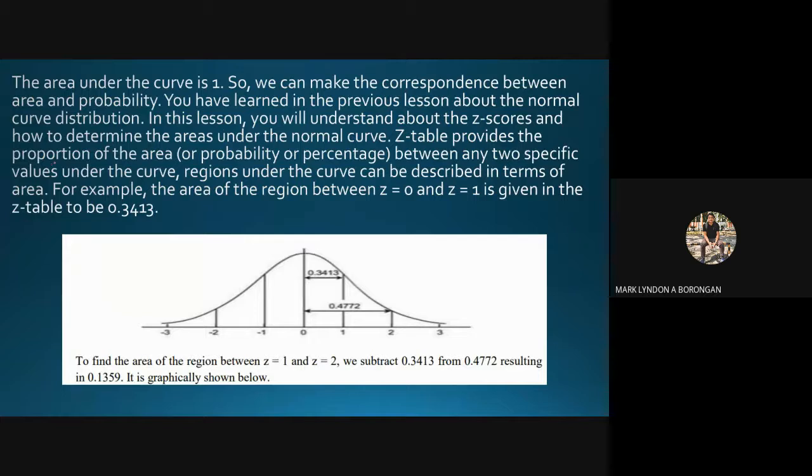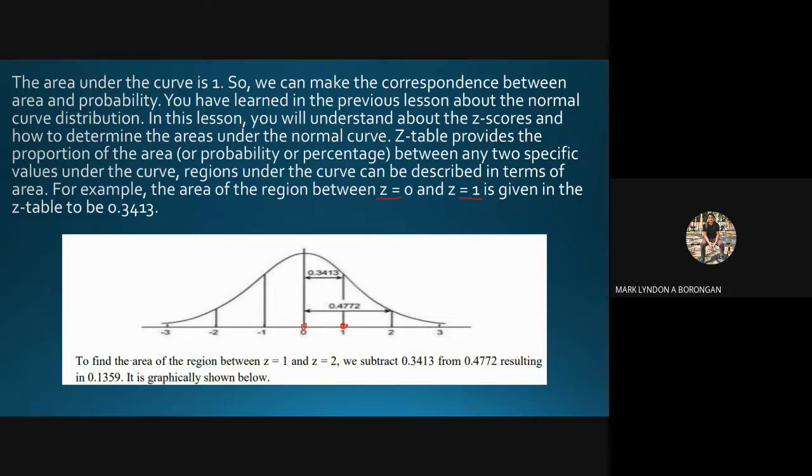Okay. So you have the example. The area of the region between z equals 0 and z equals 1 is given in the table to be 0.3413, right? So consider first the distance between 0 and 1, their distance is 0.3413.